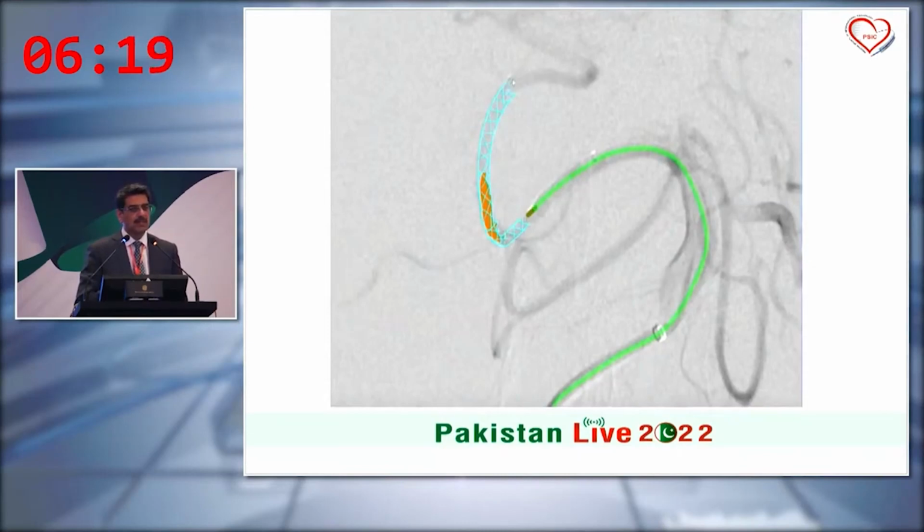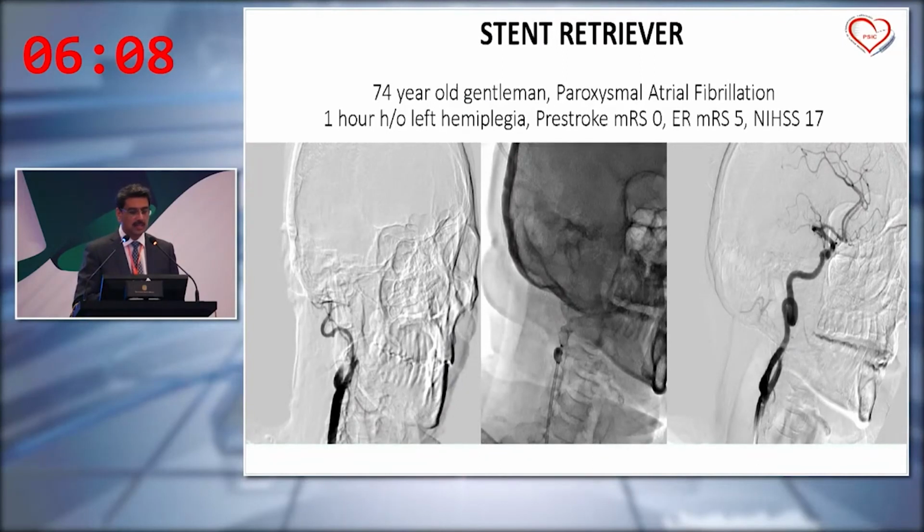So in this case, we haven't brought any aspiration catheter up. It's just the microcatheter and the stent that has been delivered. And then we just pull it out, and it brings the clot with it. This is the second technique.